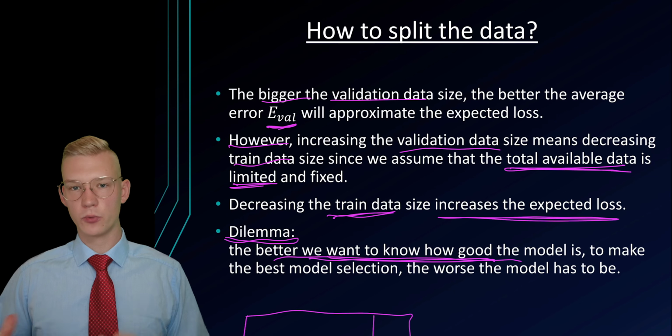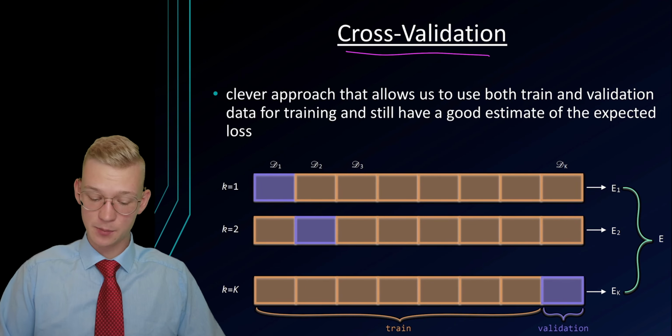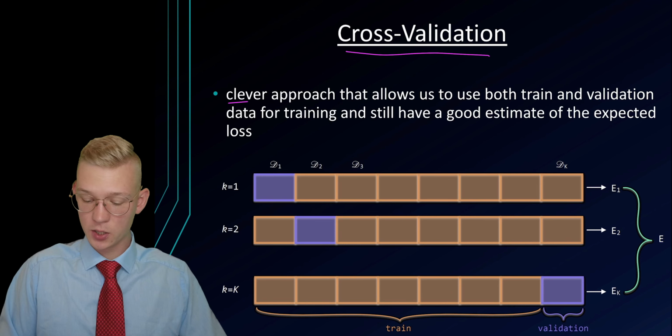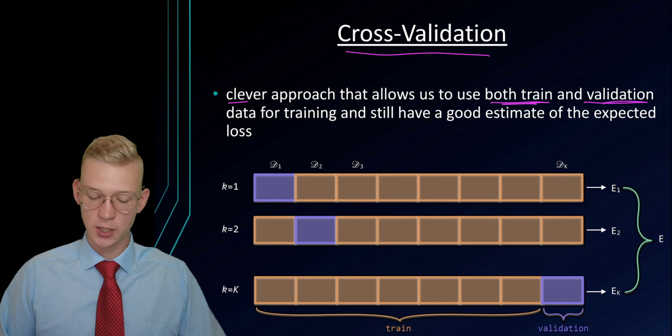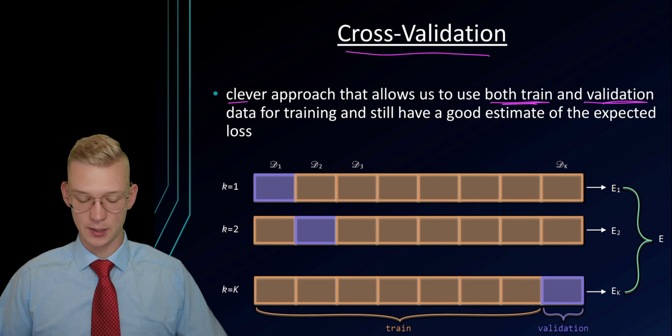How can we get rid of this problem? One option is cross-validation. So this is basically a clever approach that we can use both train and validation data for training and still have a good enough estimate for our expected loss.